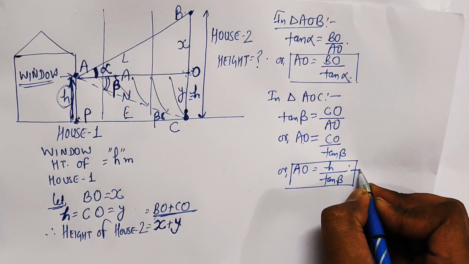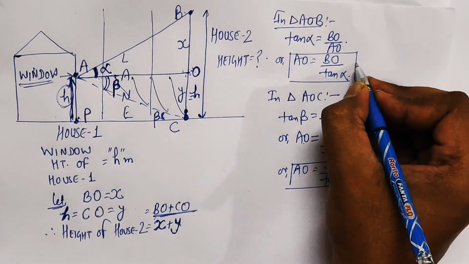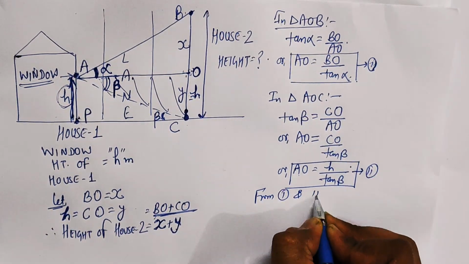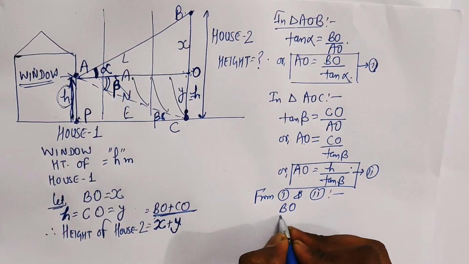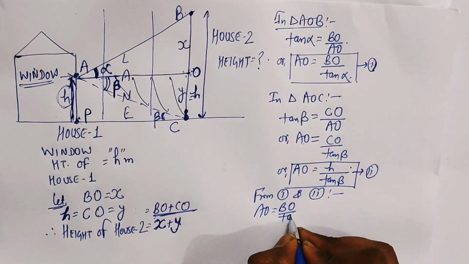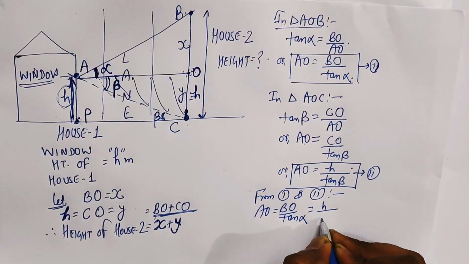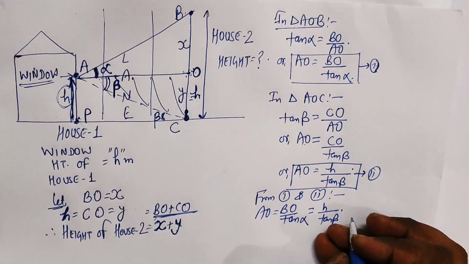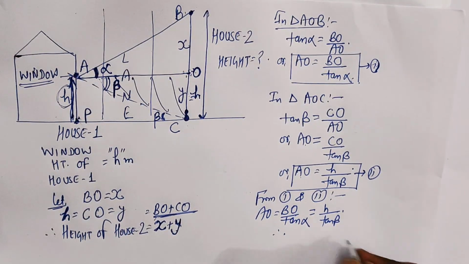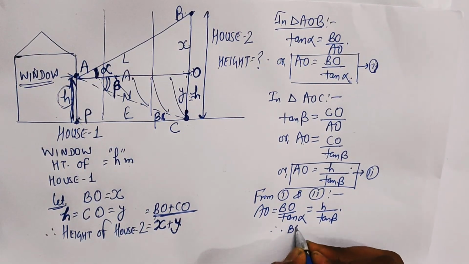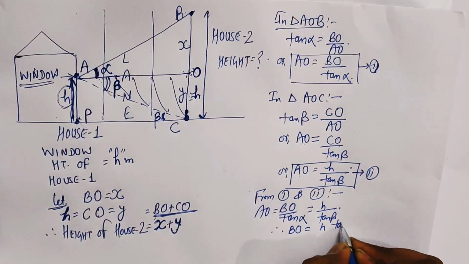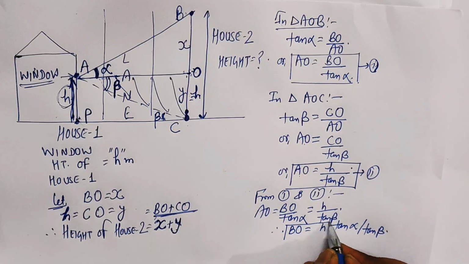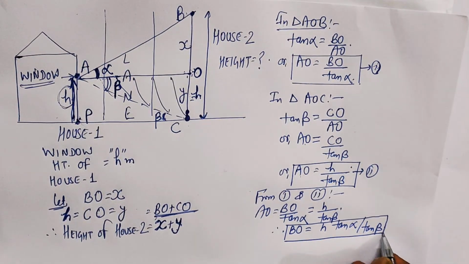Now there are two equations with us, both of which give the value of AO. This is equation number 1 and the lower is equation number 2. So from equations 1 and 2, just compare the value of AO. That will be equal to BO by tan alpha from equation 1, which is equal to h by tan beta from equation 2, right? So on equating, we get the value of BO as h tan alpha by tan beta. So BO is actually X, right? That is equal to h tan alpha by tan beta, right?